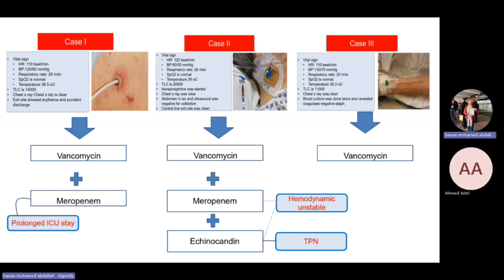So in case number one, we should give vancomycin plus meropenem because the patient has a prolonged ICU stay. The second patient, we should start vancomycin, meropenem plus the fluoroquinolones or aminoglycosides, and echinocandin because the patient is hemodynamically unstable and TPN was started. And case number three, we give only vancomycin.